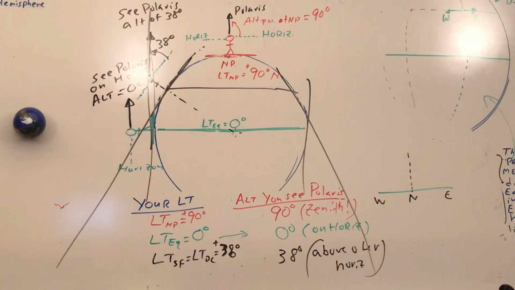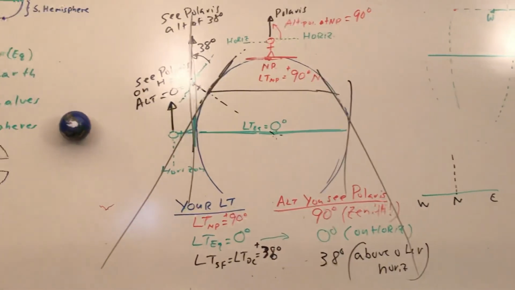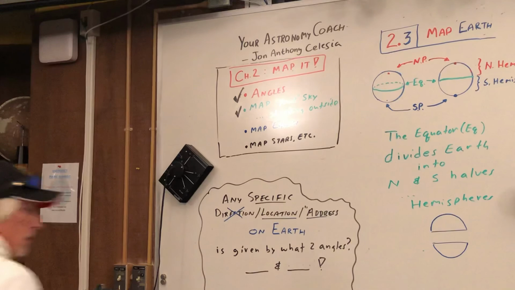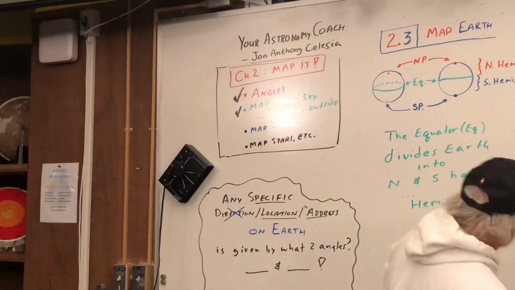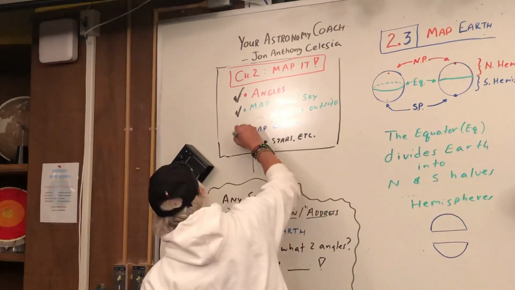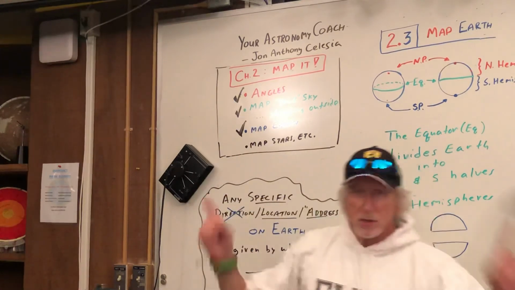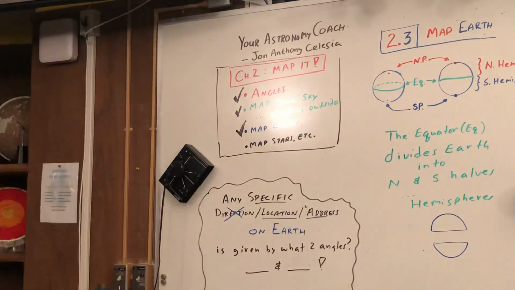There's your sky. There's where you are on Earth. And then there's the sky, in a sense, mapping stars, etc. But we're going to put it onto a map, and you know the name of that map, the Celestial Sphere. So, on to the Celestial Sphere, yay.